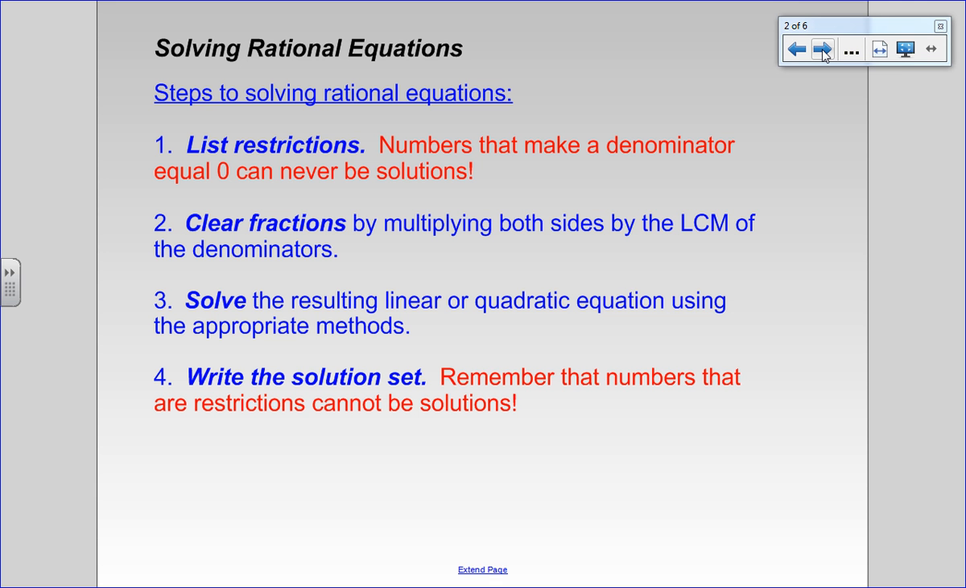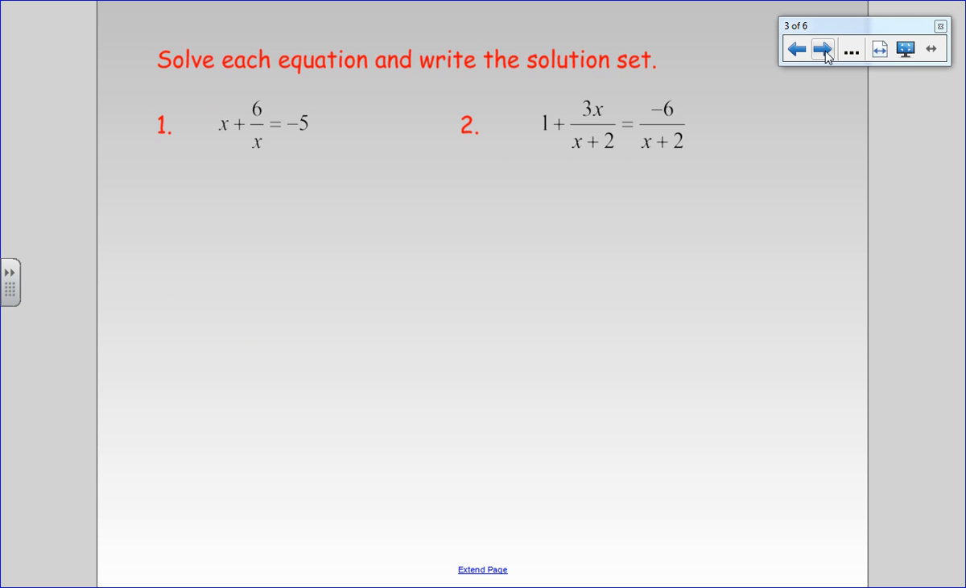Second, we will clear fractions using that process of multiplying both sides of the equation by the LCD. Third, we will solve the resulting linear or quadratic equation using the appropriate methods. And fourth, we will write the solution set, again, remembering that numbers that are restrictions cannot be solutions. Let's turn to some examples.